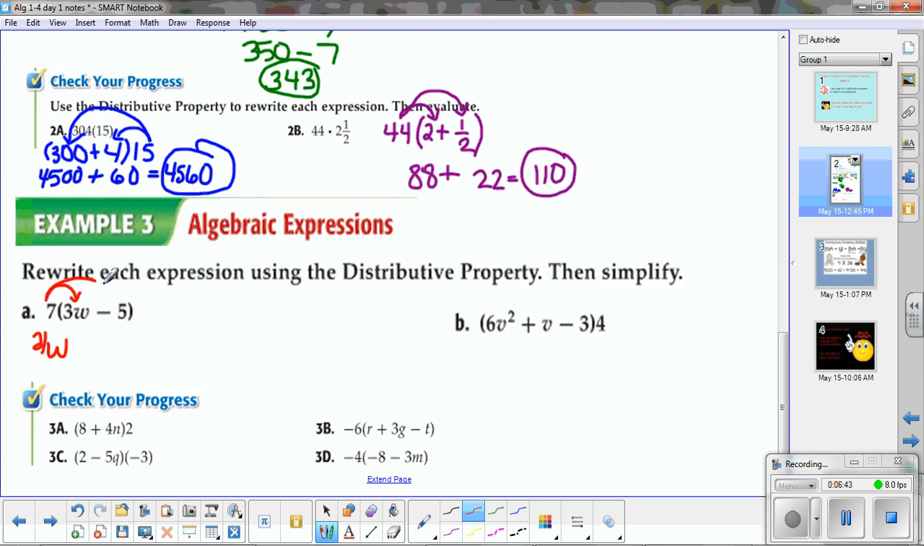And then 7 times negative 5. Since it says minus 5, we're going to think about that as a negative 5. 7 times negative 5 is negative 35. And since it's negative, we're going to write minus 35. So 21w minus 35.